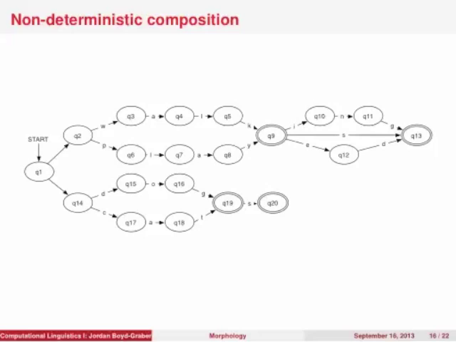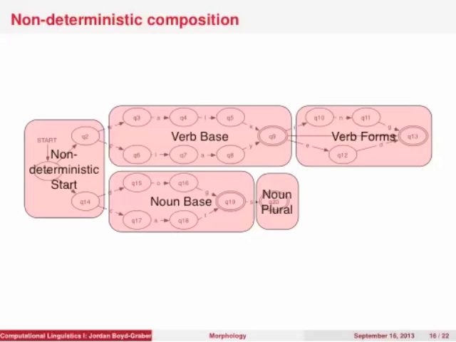So we have an empty transition between Q1 and Q2 saying you can be a verb if you want. We have a non-deterministic transition from Q1 to Q14. You can be a noun if you want. And if either of those leads to an accept state after seeing some input, then we say that that's part of our language. This is sort of a schematic overlay that shows you what's going on in each part of this FSA. You have the non-deterministic start, you have verb and noun bases, and then the affixes that we allow.